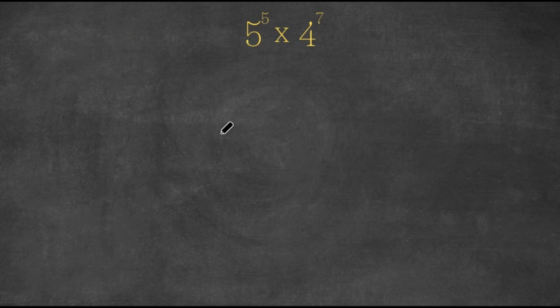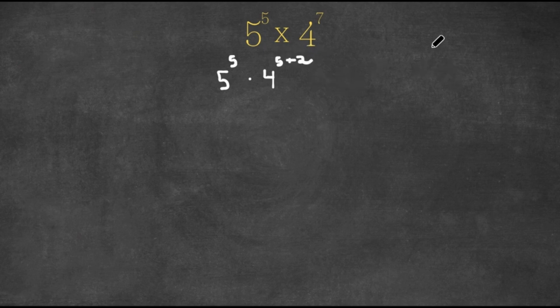In today's video, I'm going to be teaching you guys how to solve this exponential problem without a calculator. So we have 5 to the power of 5 times 4 to the power of 7. So what I'm first going to do is I'm going to rewrite this as 5 to the power of 5 times 4 to the power of 5 plus 2.